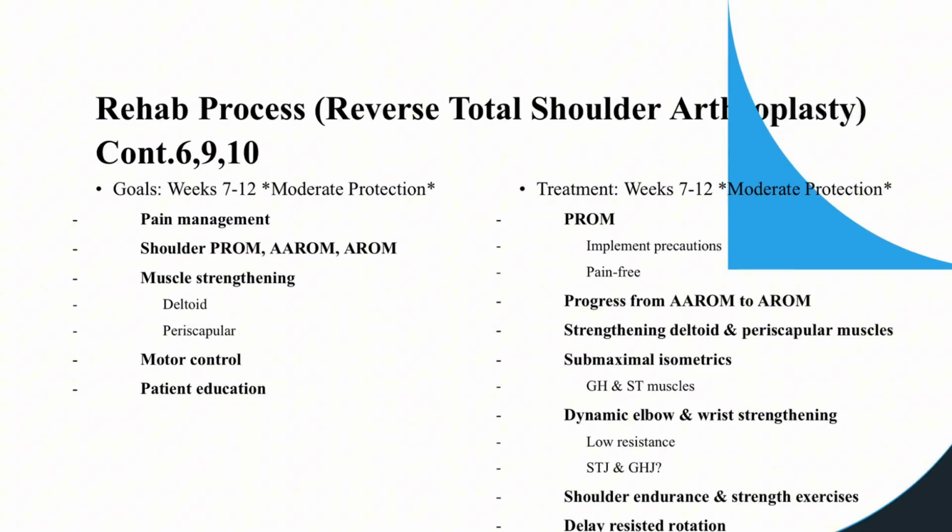And then 7 to 12 weeks is your moderate protection phase. So the goals are kind of the same, but in this phase you want to start implementing muscle strengthening of the deltoid and periscapular muscles, also motor control. On the treatment side, you want to strengthen the deltoid and periscapular muscles. You can also start including submax isometrics of the glenohumeral and scapulothoracic joints. You can also do some dynamic elbow and wrist strengthening.